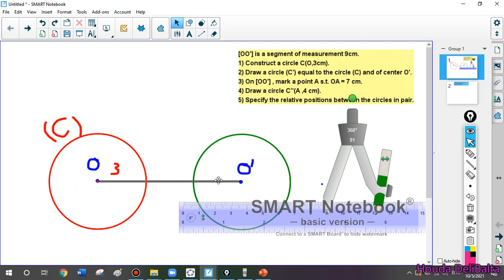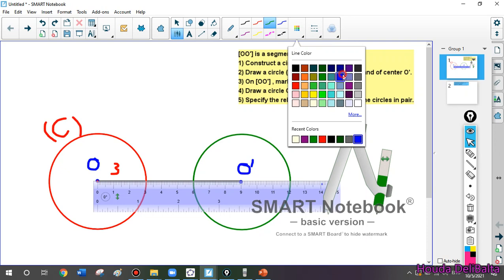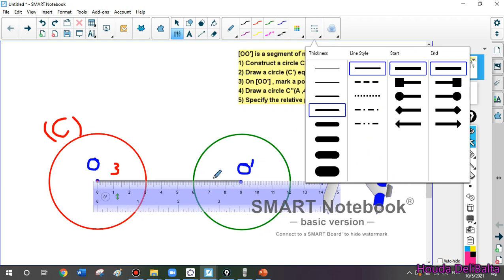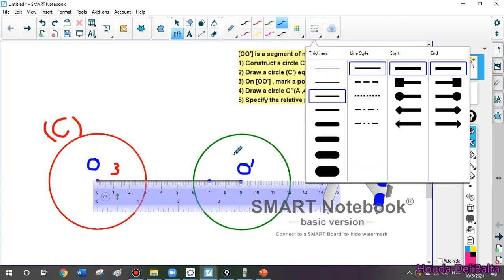Now on that O prime, mark a point A such that OA equals 7. So again I'm going to use the ruler. So I hold the ruler till O prime, and I have to mark here at 7. You see 7? I have to mark a point A such that OA equals 7. So let me choose the blue color, and I'm going to mark a point A. Here is A, from O to A is 7 centimeters.